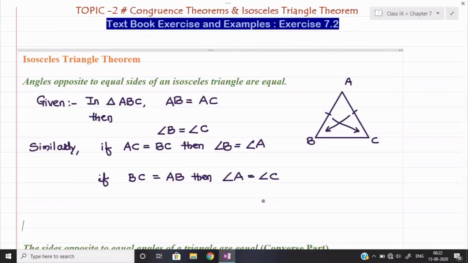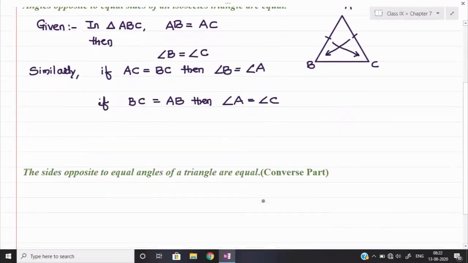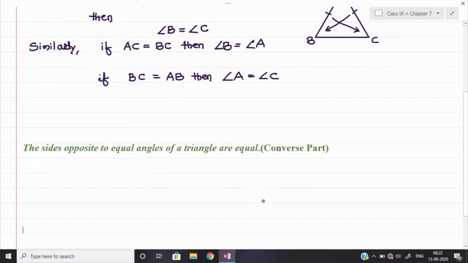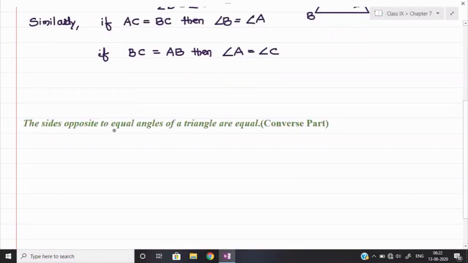Now we shall see the converse part of this theorem. The converse says if two angles are equal, then the sides opposite to them will also be equal. You can read the statement once: sides opposite to equal angles. Here angles are given equal. So you need to concentrate on the things which are given to us as equal.